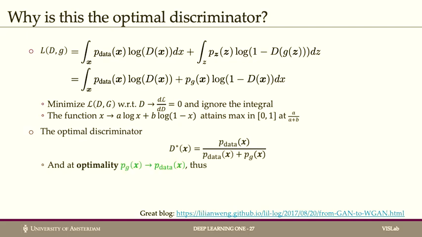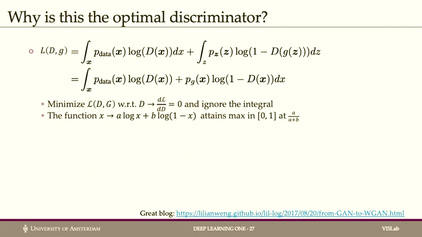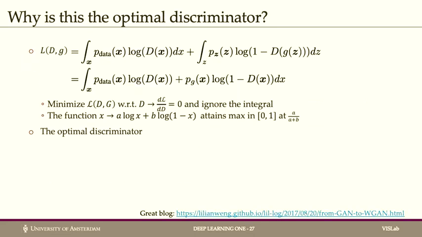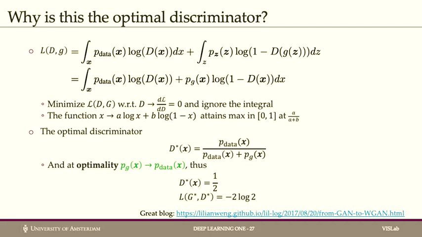And at optimality, the generated distribution approximates or goes close to the real distribution. And so you plug these in now, right? And you simply get that the optimal discriminator ends up at 1/2, which is what you saw on the previous slide. It ends up simply at 1/2 because it cannot tell anymore. And the loss at that point, if you plug it back into the loss formula, is minus 2 log 2.